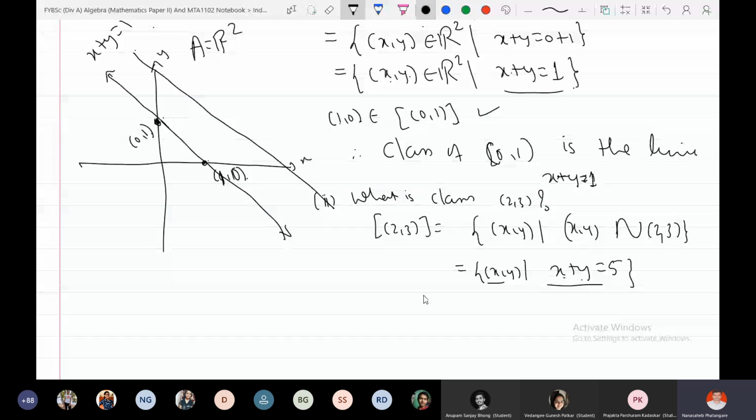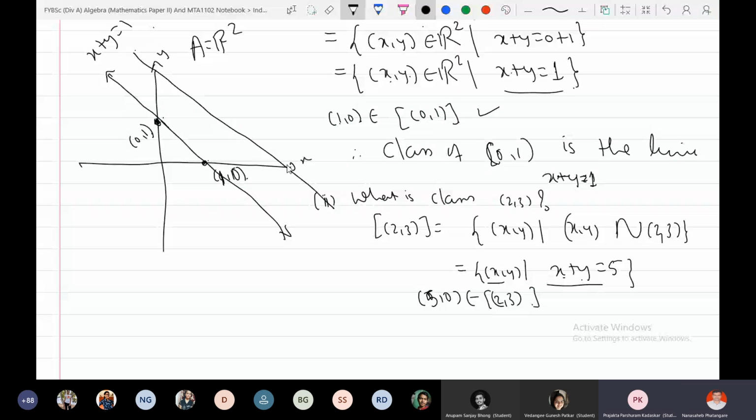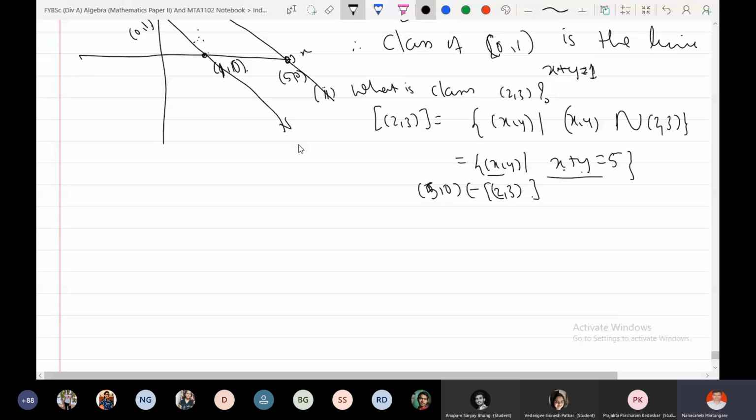And moreover, you observe that the point (5, 0) and (0, 5) are in the class of (2, 3). Is it true? Yes. The point (5, 0) is here, and (0, 5) is also there. What is the relation between these two lines? The two lines are parallel. Very good.